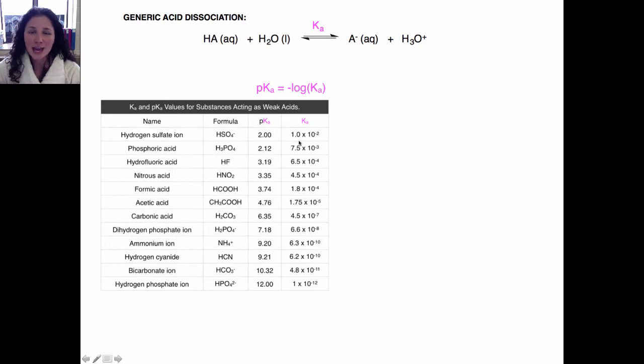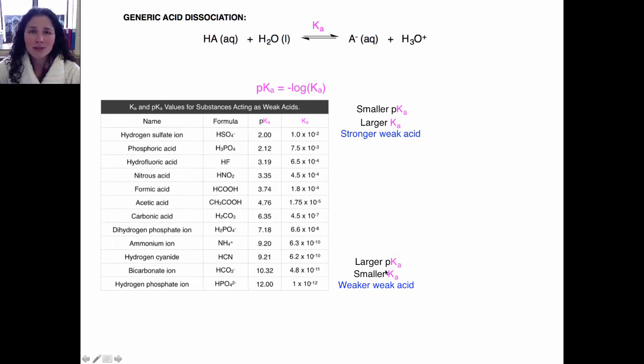Notice that the larger Ka values are at the top of this table, but the largest pKa values are at the bottom of the table. Once again, there's an inverse relationship between the negative log and the value. I have smaller pKa's at the top and larger pKa's at the bottom. I have larger Ka's at the top and smaller Ka's at the bottom. A stronger weak acid will have a larger Ka value or a smaller pKa, whereas a weaker weak acid will have a smaller Ka and a larger pKa.